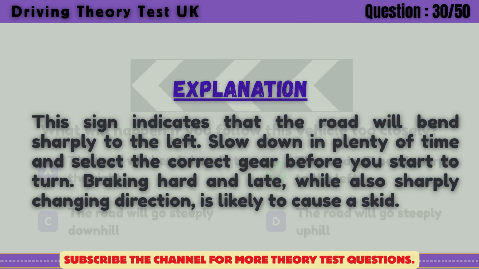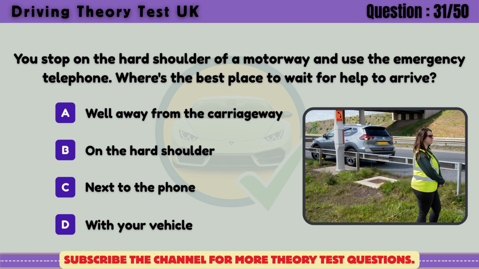Question 31. You stop on the hard shoulder of a motorway and use the emergency telephone. Where's the best place to wait for help to arrive? Option A. Well away from the carriageway. B. On the hard shoulder. C. Next to the phone. D. With your vehicle.